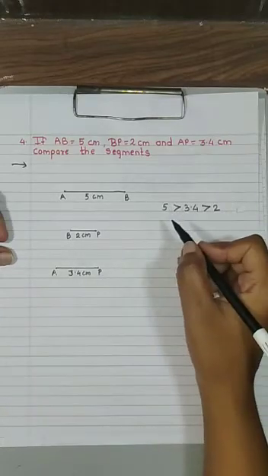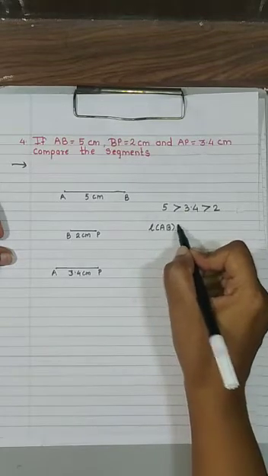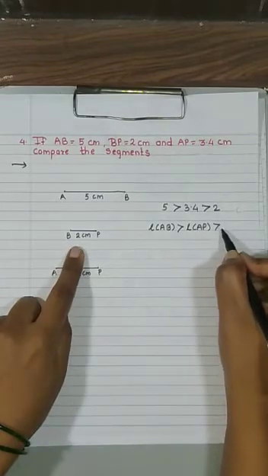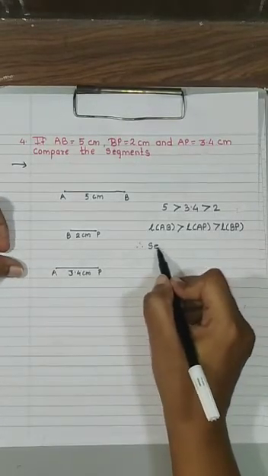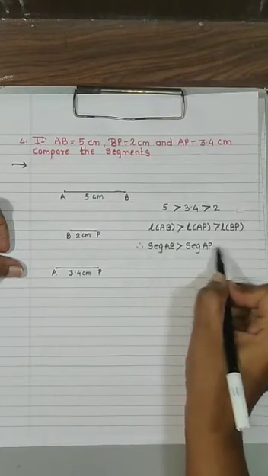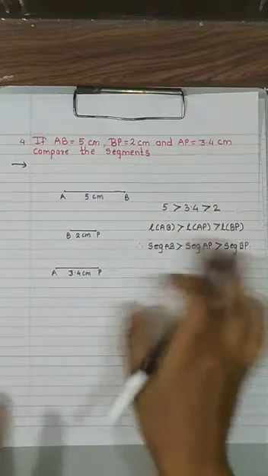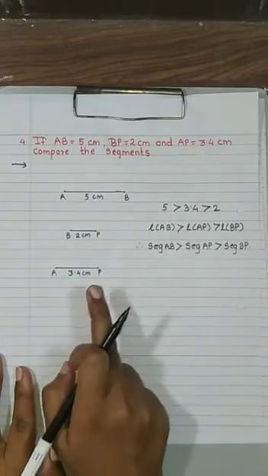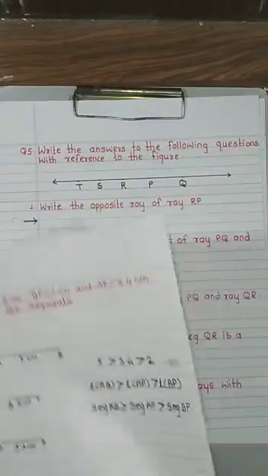That means you come to know that length AB is greater than length AP is greater than length BP. From this you can clearly say that segment AB is greater than segment AP is greater than segment BP. So you have compared the segments and come to know that AB is bigger than AP and AP is bigger than BP. Now let us move on towards question number 5.